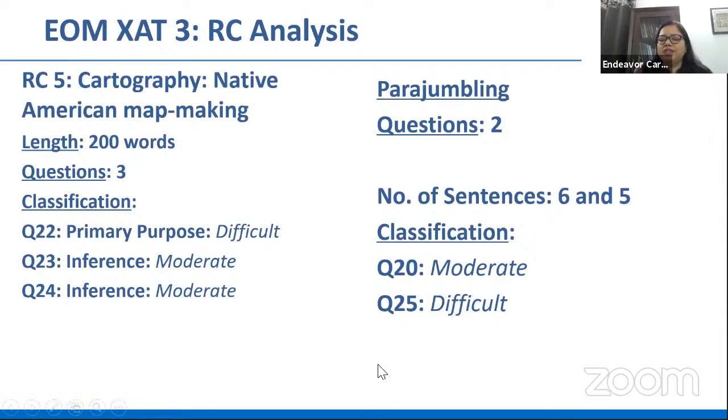Two parajumbles. One of the parajumbles was a challenging one. The 25th one was quite challenging, but the 20th one, which had 6 sentences, can even be called easy because the first and the sixth sentence give you great clarity and the middle 4 sentences are not very confusing. So definitely easy to moderate here.